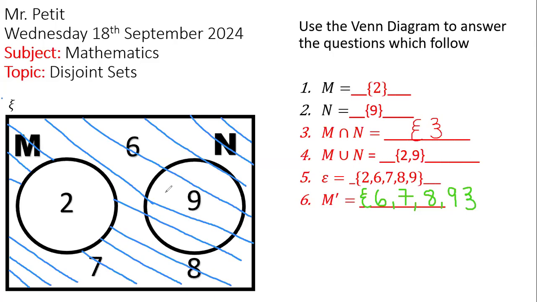Okay? Yes, sir. Where's Vincent? Vincent, are you there? Yes, sir. Do you understand how I got M complement? Is that a yes or no? No, sir. Okay. So when we have M complement, what numbers are inside of M? 2. So M complement means that we do not include the 2. We include all the other numbers, but we don't include the 2. Make sense? Yes, sir. That's why we just have 6, 7, 8, and 9.